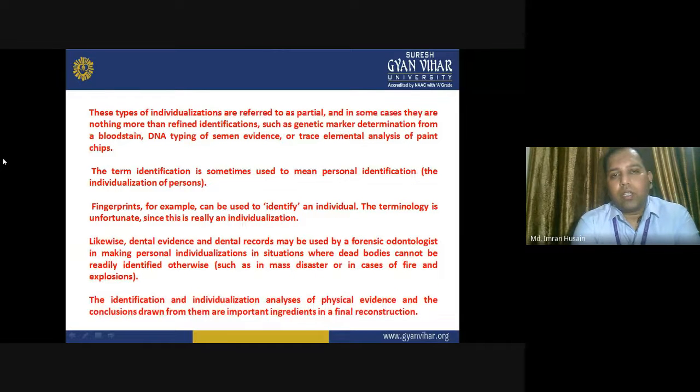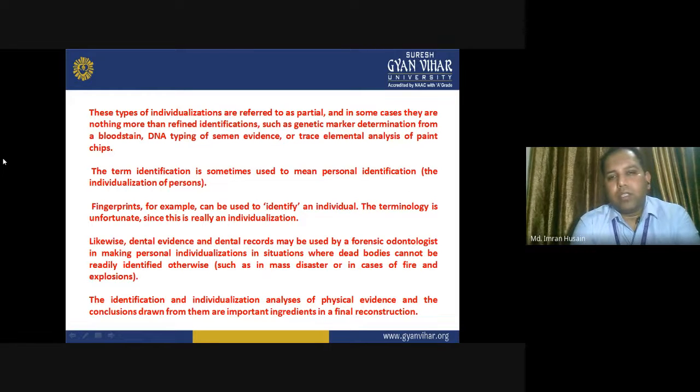These types of individualization are referred to as partial, and in some cases they are nothing more than refined identification, such as genetic marker determination from a blood stain, DNA typing of semen evidence, or trace element analysis of paint chips. So, what they are saying is that if you analyze anything in a very clean manner and substantially, along with the proper investigation, then you might see the variations that are present on those evidences, because they also serve as the most important thing when it comes to crime scene investigation and reconstruction.